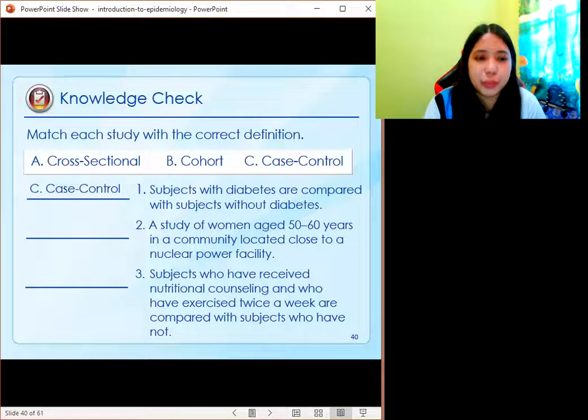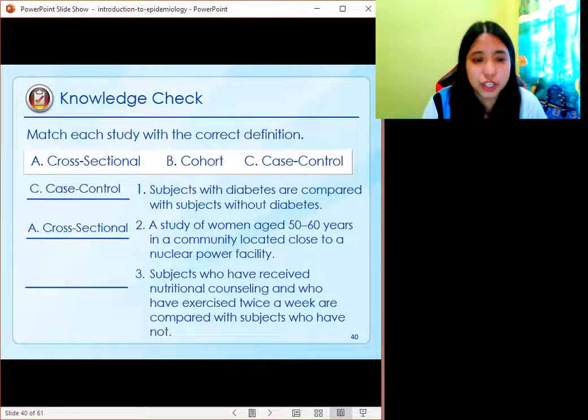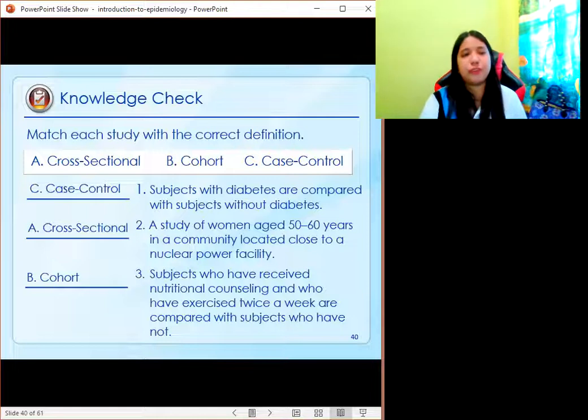Well, for number two, a study of women aged 50 to 60 years old in a community located near a nuclear power facility. Do you think this is cross-sectional, cohort, or case control? Okay, so it is cross-sectional. And for number three, subjects who have received nutritional counseling and who have exercised twice a week are compared with subjects who have not. So this is a cohort study. So we have the following answers.